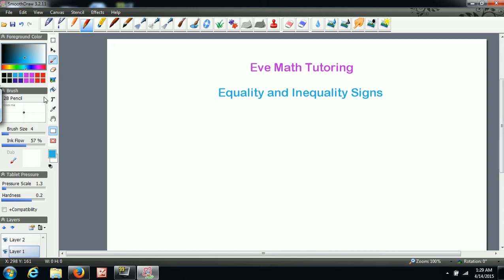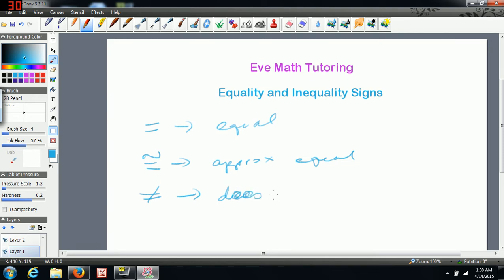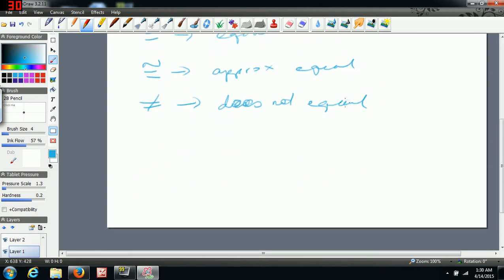Today's lesson is on equality and inequality signs. So as you all know, this popular symbol in mathematics represents that two numbers are equal to each other. If you see the following symbol, that means approximately equal. This means does not equal. Equal, should have been straighter. And if we have the following symbol, that represents greater than, and this symbol represents less than.